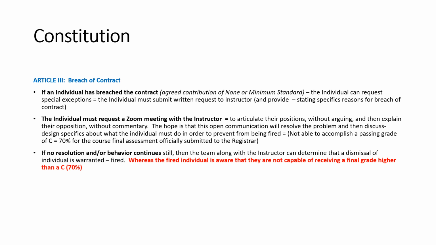Again, we'll go through and articulate their positions without arguing. And again, then we will look to resolve the problem specific to what the individual must do in order to prevent from being fired. If not able to accomplish that, then again, we're looking at not acquiring a passing grade, and that grade will be officially submitted to the registrar. Again, no resolution, behavior continues, the individual is fired, and they know then they are not capable of receiving a final grade higher than a C.